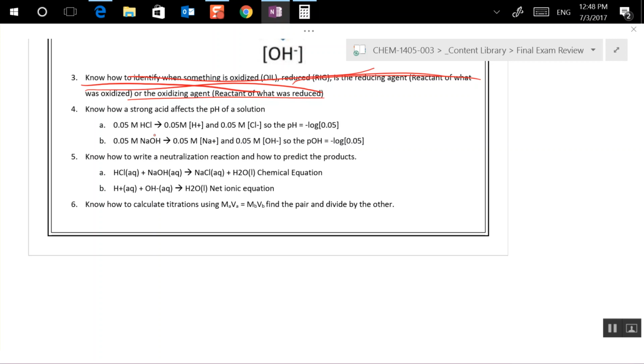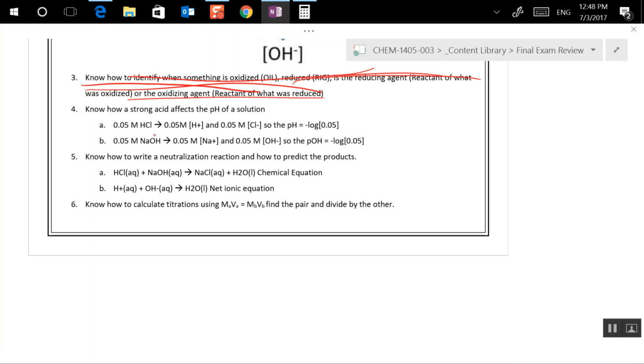0.05 molar sodium hydroxide. 0.05 molar sodium, 0.05 molar hydroxide. Okay, so the pOH is equal to the negative log of 0.05. So if it's strong acid or strong base, that means it dissociates 100%, and I know exactly what the concentration is.